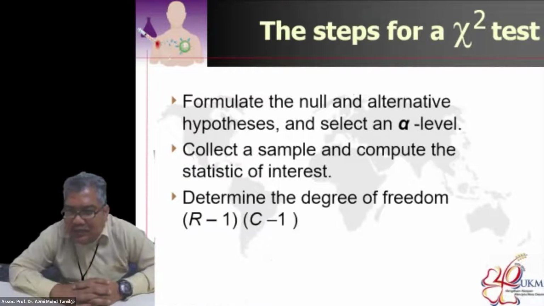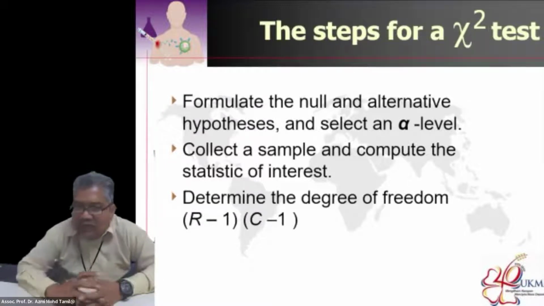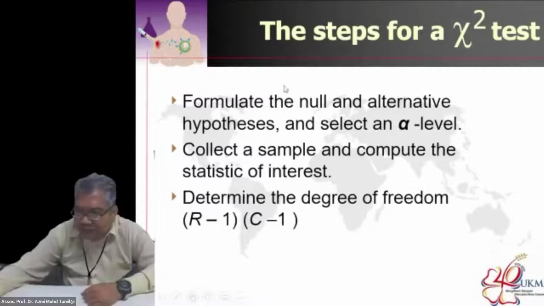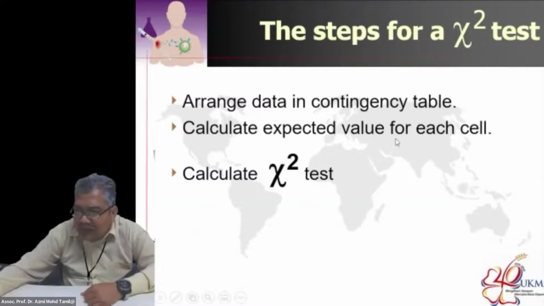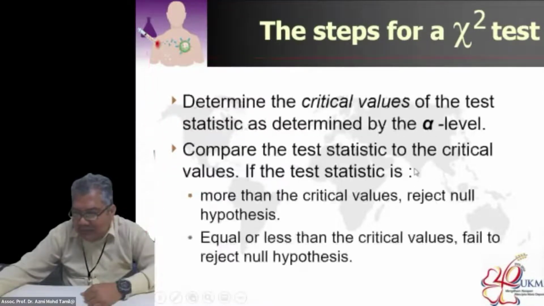So basically, you determine the null hypothesis, you determine the alternative hypothesis, and you select the alpha level. As mentioned already, alpha level is usually 0.05. You collect the sample, then you calculate the statistics of interest. To determine the degree of freedom, it is the row minus 1 times column minus 1. Then you arrange the data in a contingency table, then you calculate the expected value for each cell.